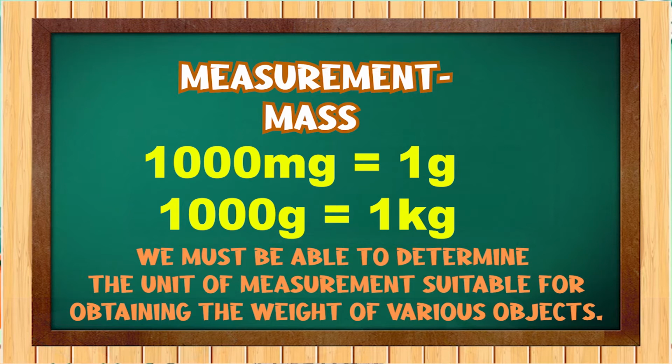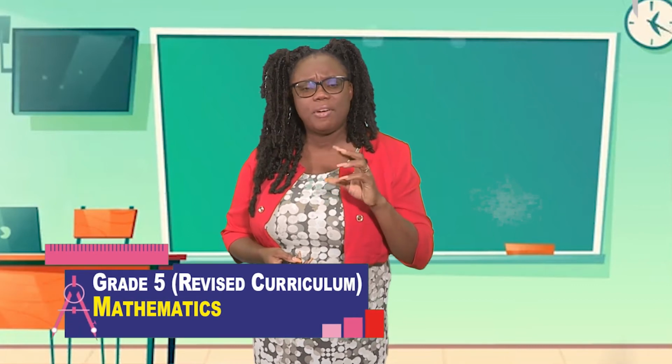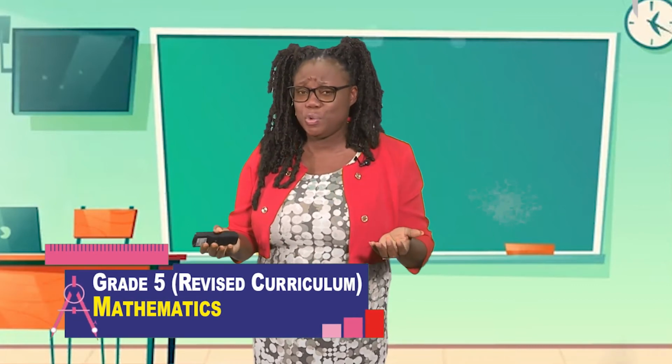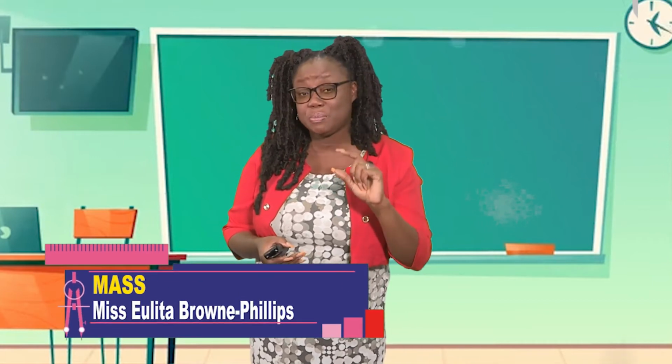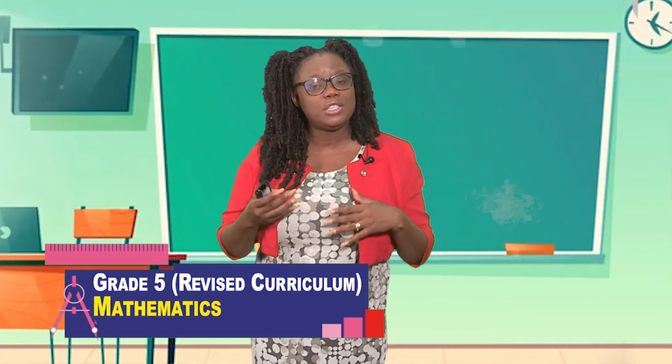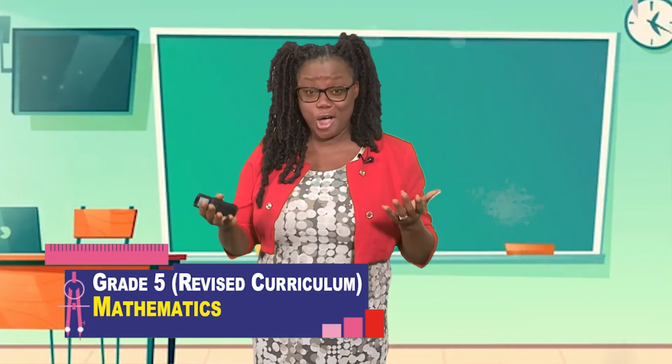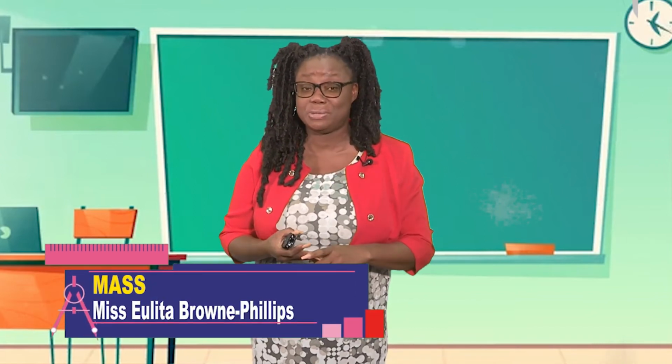Now we must be able to determine the unit of measurement suitable for obtaining the weight of various objects. Now, if you want to know what is the weight of a pin, of course you wouldn't use the largest unit of measurement because a pin is a very small thing. If you want to know how much a cow weighs, of course you will have to use a larger unit of measurement, kilograms. So let's look at a few examples.